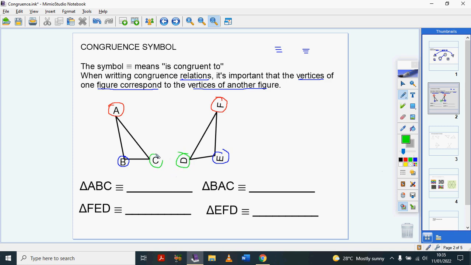D is C. So when I'm writing the congruent relation or expression for this triangle ABC, since this is ABC, then in this triangle it will have to be FED, right? Triangle FED. This is the only way that it's correct. If I write ABC and then here I write DEF, that is not a correct congruence relation because I did not follow the same ordering of the vertices.